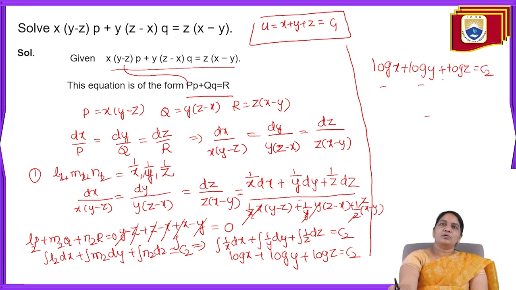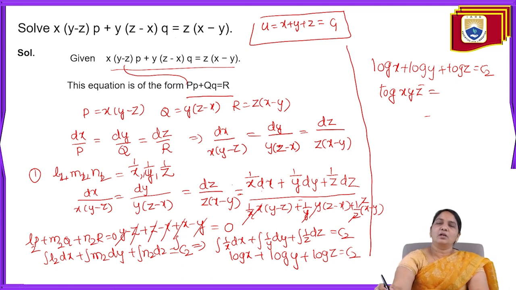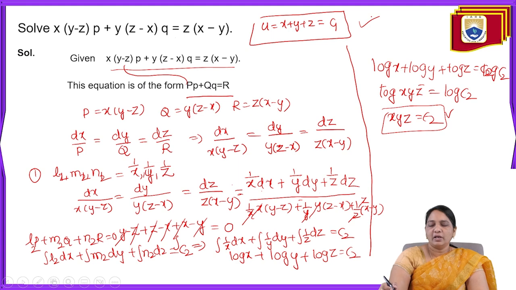So log a plus log b plus log c is log abc, so log xyz equal to a constant. Here all terms are in log, so that's why I am taking log c2 here. So log xyz equal to log c2, finally xyz equal to c2. This is my second solution, that is, we already got u and we got v.